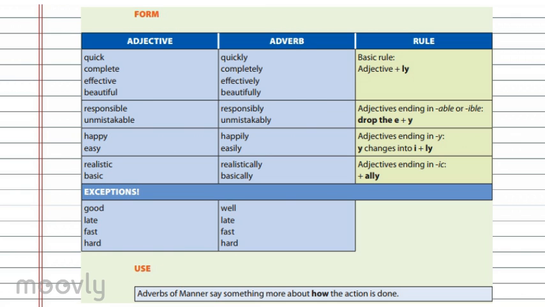Looking at the fourth row now, realistic and basic, you just simply add ly. So whenever your adjective ends in ic, you just add ly. Realistic becomes realistically, basic becomes basically.